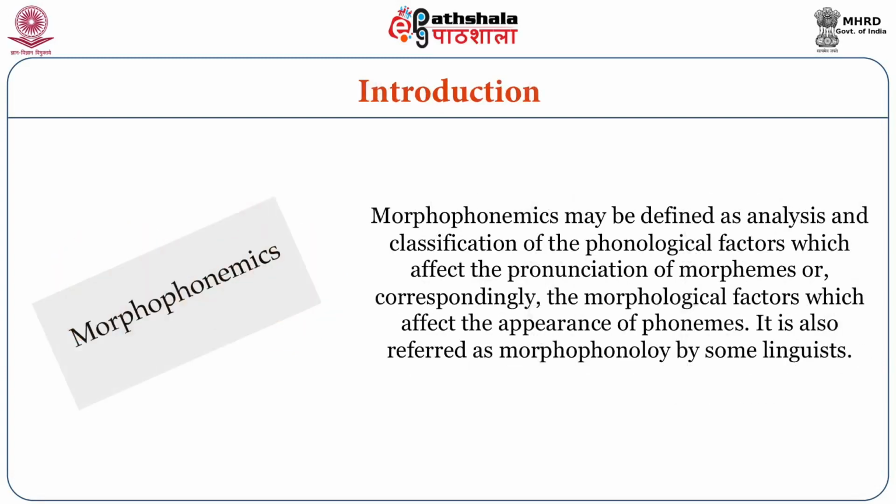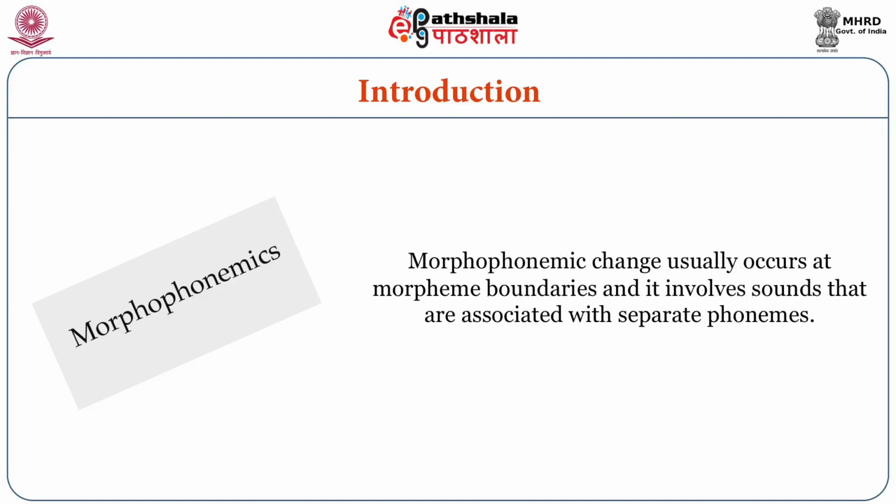morpho-phonemics. Now, to explain it more, what do we really mean by morphophonemics? You may define it as the analysis and classification of the phonological factors which affect the pronunciation of morphemes, or correspondingly the morphological factors which affect the appearance of phonemes. It is also referred to as morphophonology by some linguists. Morphophonemic change usually occurs at morpheme boundaries, and it involves sounds that are associated with separate phonemes.